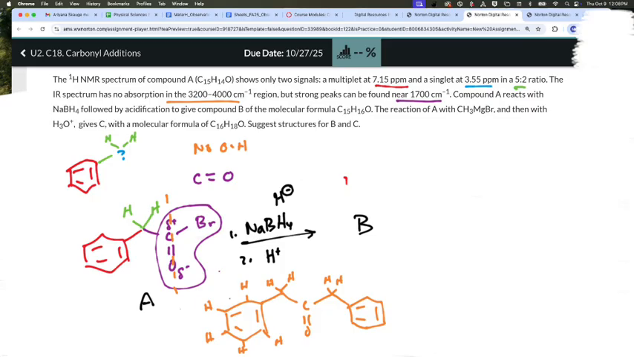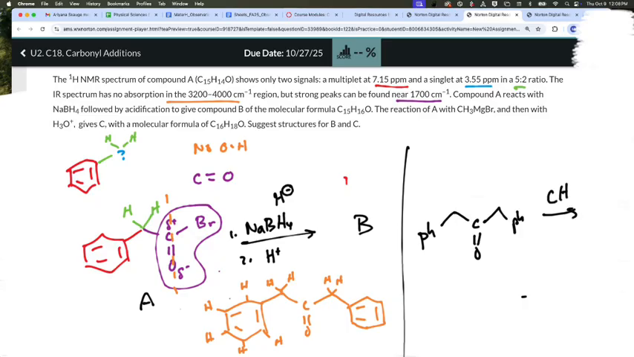What happens with C? We'll see, we take that same structure. I'm going to abbreviate now. Phenyl, carbonyl, phenyl. And we react it with CH3 MgBr and then acidification.